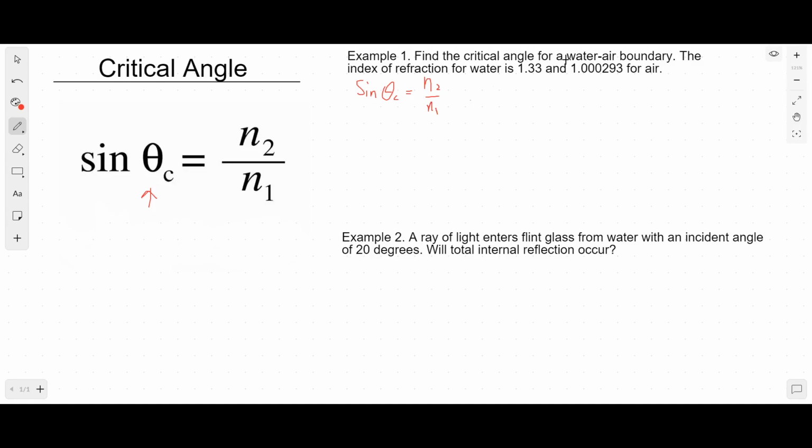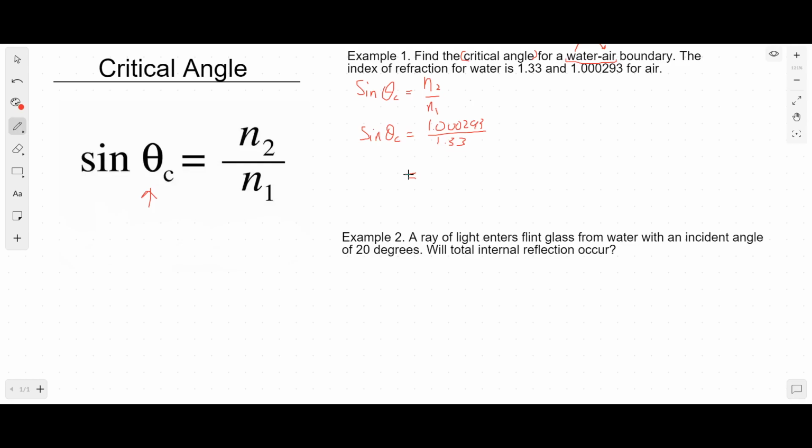Now, this is a water-air boundary. It's not mentioned whether it's going from water to air or from air to water. But because we're looking for a critical angle, we know that it has to go from a denser material to a less dense material. That's how I know it's going from water to air. So water will be my N1 and air will be my N2. Sine theta c equals N2 is for air, and N1 is for the water, 1.33.